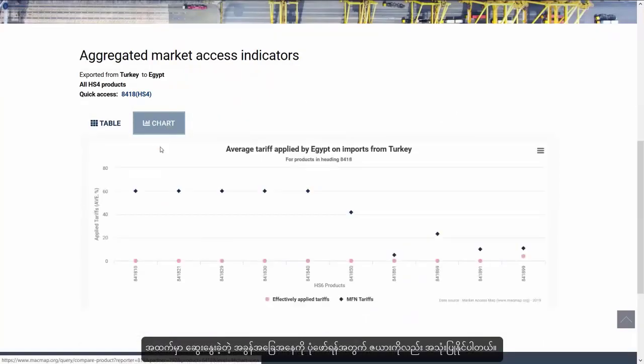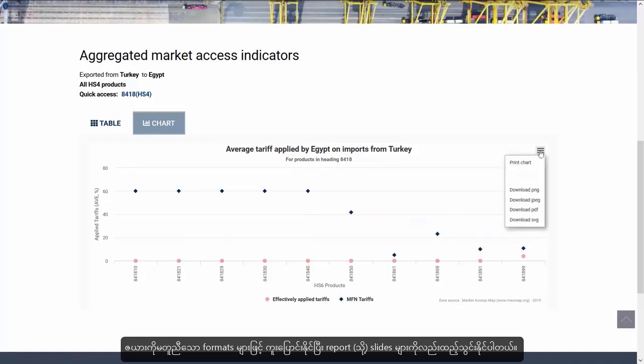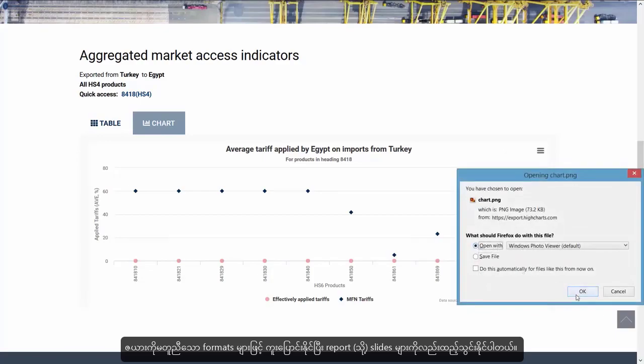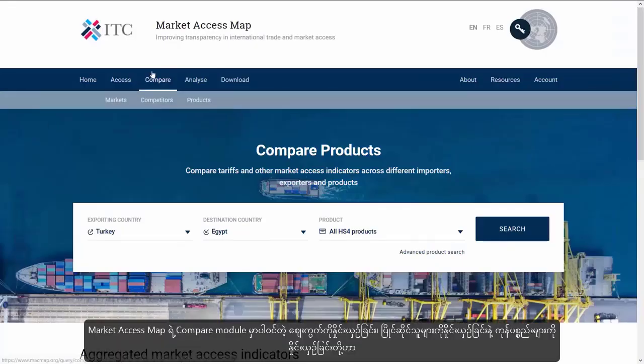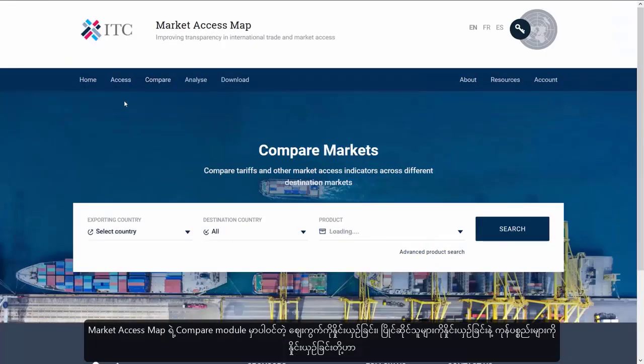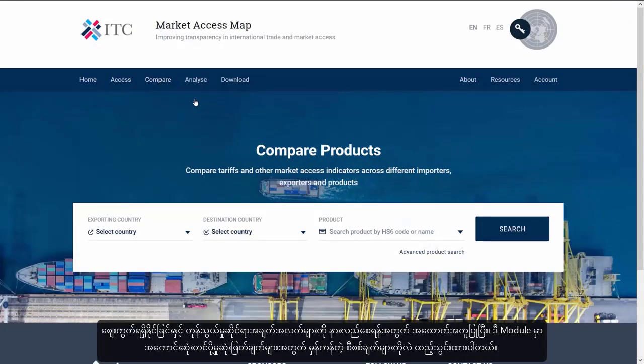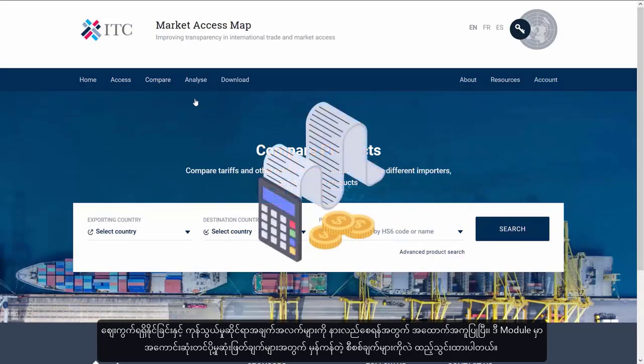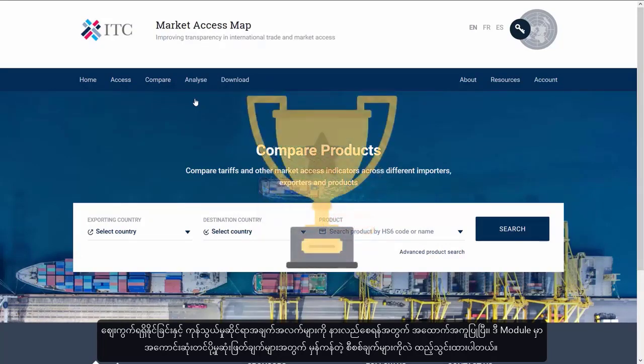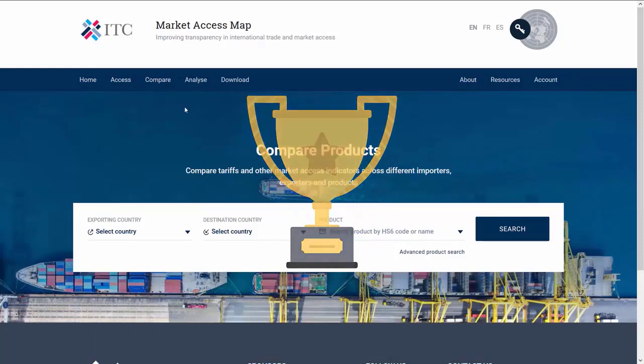We can make use of a chart to visualize the tariff situation we have discussed above. The chart can be exported into different formats and can be included, for example, into a report or slides. The Compare module of Market Access Map, compare markets, compare competitors, and compare products, empowers you to make sense of market access and trade-related information and conduct powerful assessments for the optimal exporting decisions.